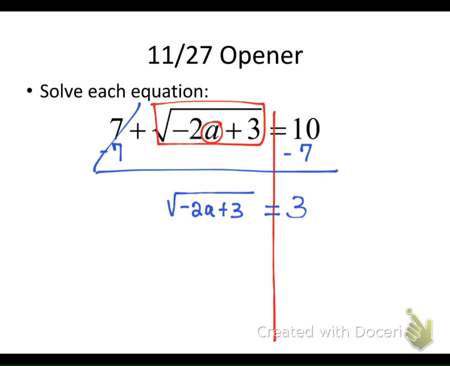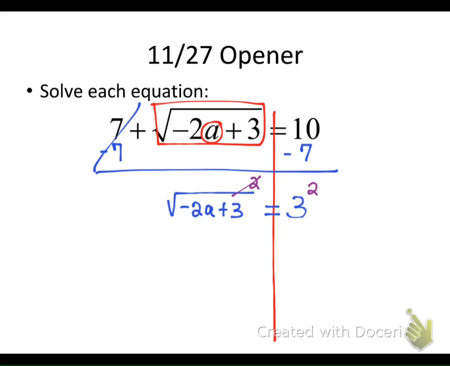Now that I have the square root by itself, I'm now ready to get rid of the square root sign. How do I get rid of the square root sign? Put a box around it and put a square. You're right, you're going to put a square, but you don't need the box around it again. You can put it there, but it's not wrong. So I'm going to square. If I square one side, I have to square the other.